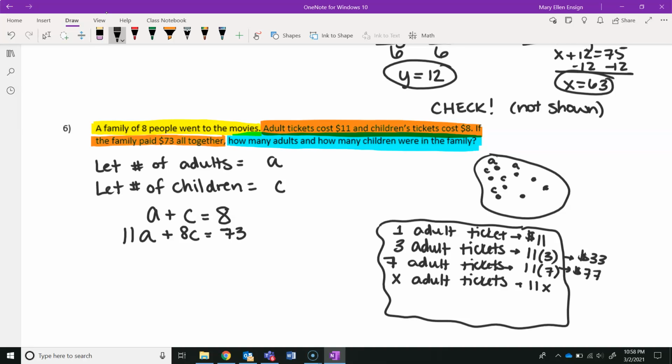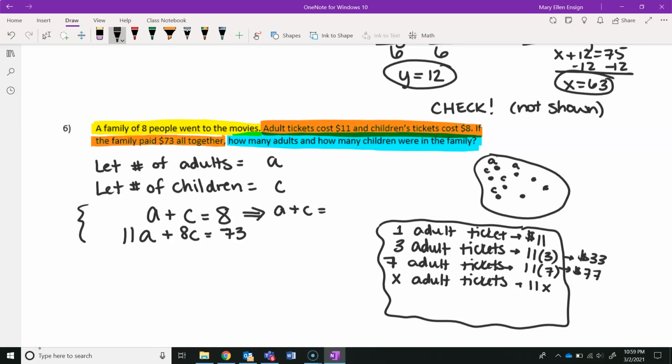Okay, so now I have these two equations, this system. I notice now in this case, though, it's not set up for substitution. So since that's the only method we're doing right now, we want to make sure that it is. So we're going to take one of these equations. I'm going to take the top one because it's simpler. It doesn't have anything in front of the A or the C.